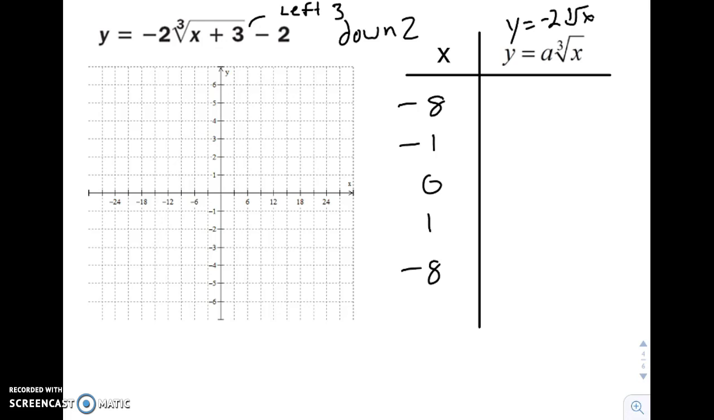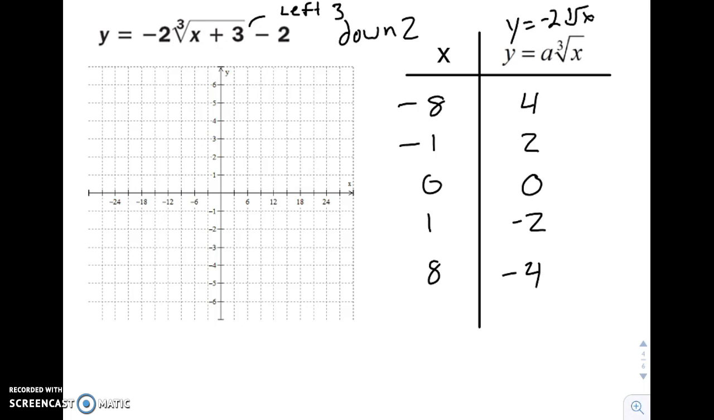So when you plug it in here, you get -2 times 2 is going to be +4. When you plug -1 in, the cube root of -1 is -1. -1 times -2 is 2. You're going to get 0 here, +1, and then multiply by a -2. And that's not supposed to be -8, excuse me. +2 multiplied by a -2 is -4.